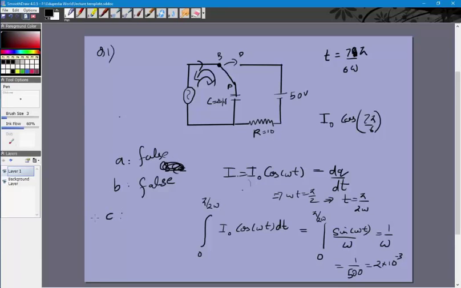C asks us, immediately after A is connected, the current is what? So immediately after A is connected, what is the current? For that we need to know the charge on this at t equal to 7 pi by 6 omega. That's easy enough, we'll just replace pi by 2 omega by 7 pi by 6 omega. This will be sine of 7 pi by 6 divided by omega. Sine of 7 pi by 6 is minus half. So this will be minus 1 by 2 omega instead of 1 by omega, and minus 1 by 2 omega is minus 1 by 1000. So this is the charge, right?